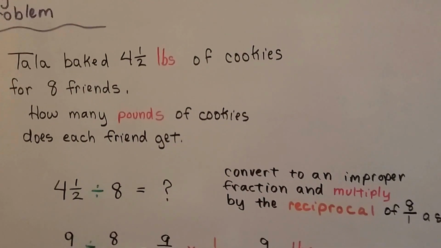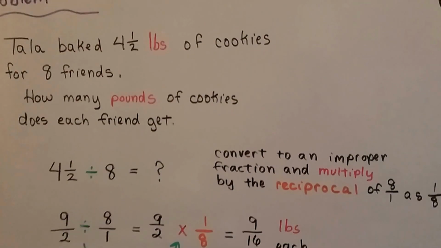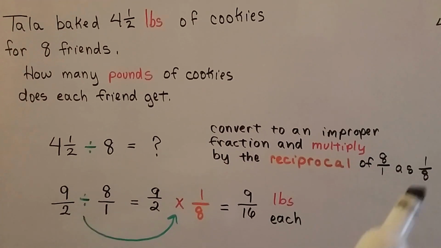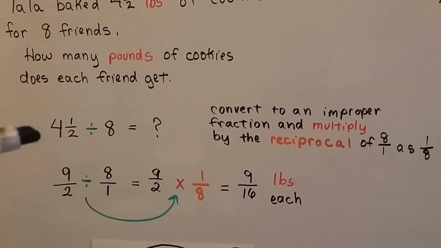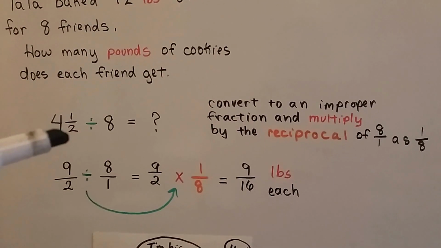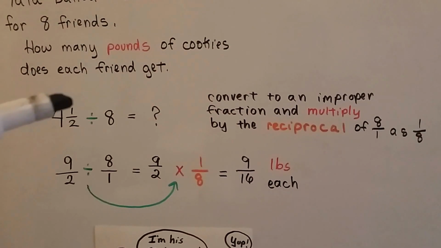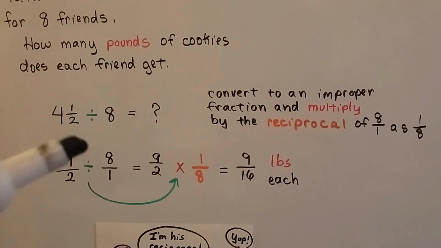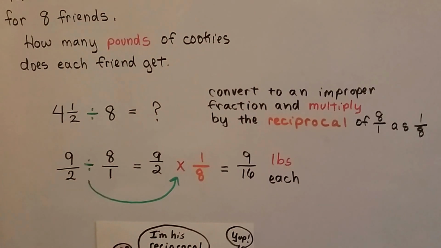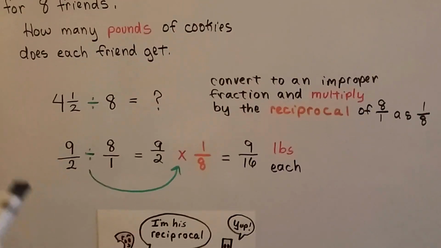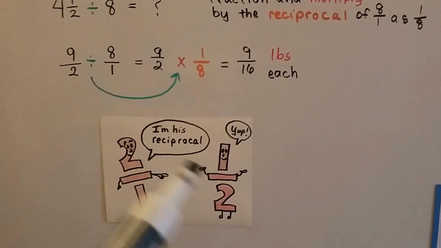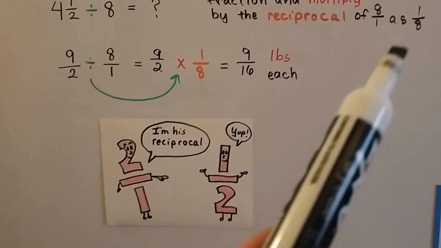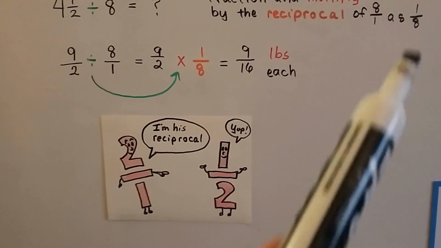But we need to convert the 4.5 to an improper fraction and multiply by the reciprocal of 8 over 1 as 1/8. The improper fraction would be 4 times the denominator 2 is 8 plus the numerator 1. That gives us 9/2. Writing the 8 as a fraction, we can write it as an 8 over 1. The reciprocal is an upside down version of a fraction. So if our fraction is 8 over 1, its reciprocal is going to be 1 over 8.